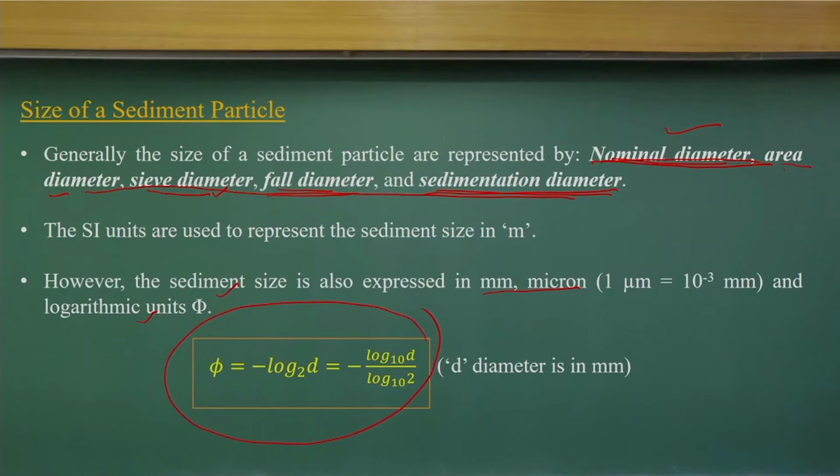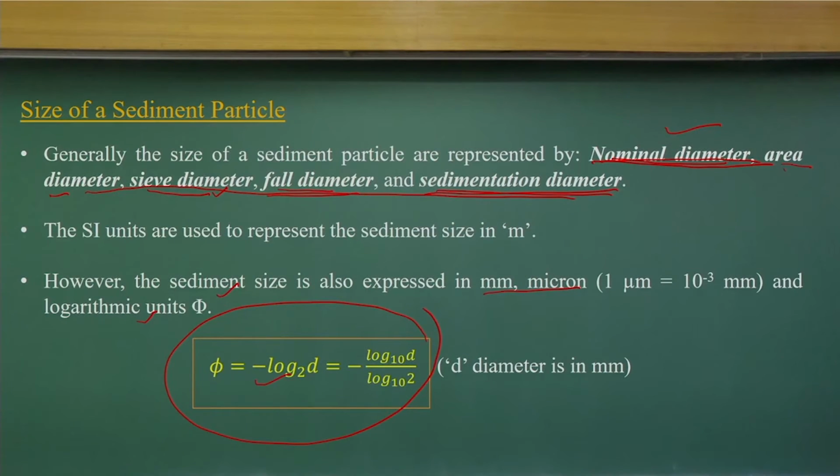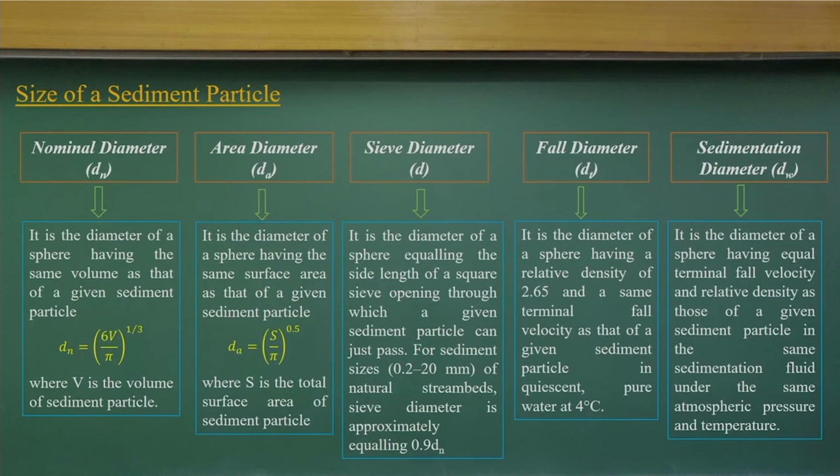We can define it in terms of the phi scale, because you can have very fine particles, coarser particles, or medium particles. So to define the range, we adopt the logarithmic unit of phi to define the sediment particles, which is the international standard. Now let me talk about these five different diameters we use to define a sediment particle size. One is the nominal diameter, which is very simple.